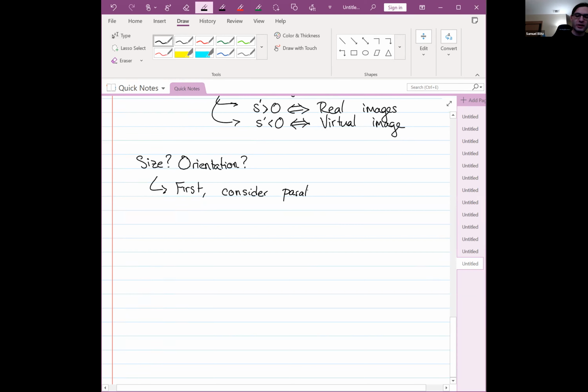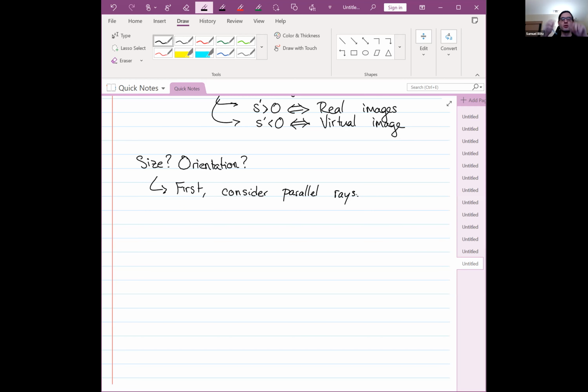The reason why we're considering parallel rays is because it allows us to do something really sneaky. So when I say parallel rays, I mean that you have rays coming in that are parallel to the optical axis and parallel to each other. This kind of phenomenon happens when the object is really, really far away. So like if an object is sufficiently far away, all of the rays from that object are basically going to be parallel with each other, right?